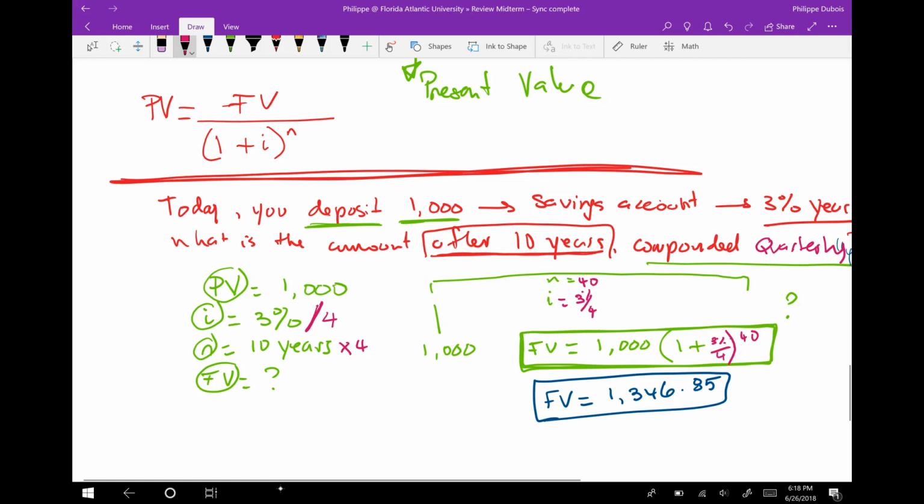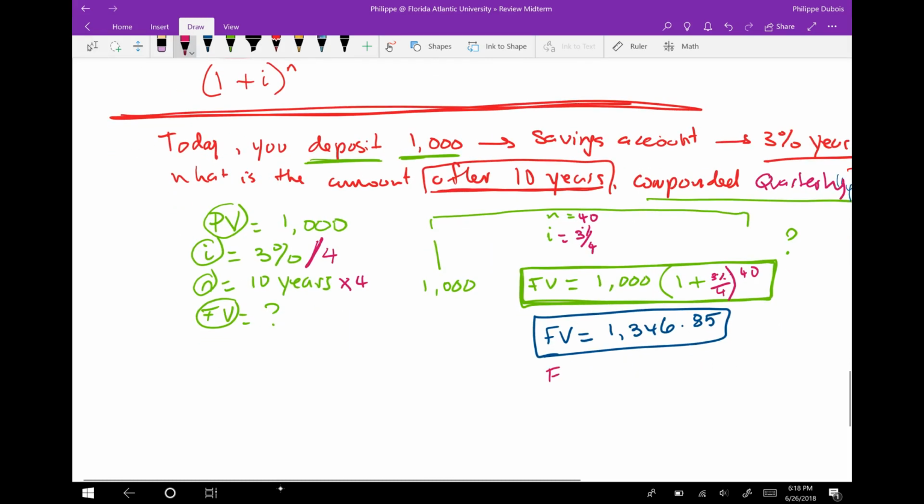0.75% is 0.0075. 2 plus 1 is 1.0075 to the 40th power, which is 1.3483 times 1,000, and your payment quarterly, if you get paid quarterly, will be $348.35. All right, so you can see the difference between getting paid quarterly, semi-annually, or annually.